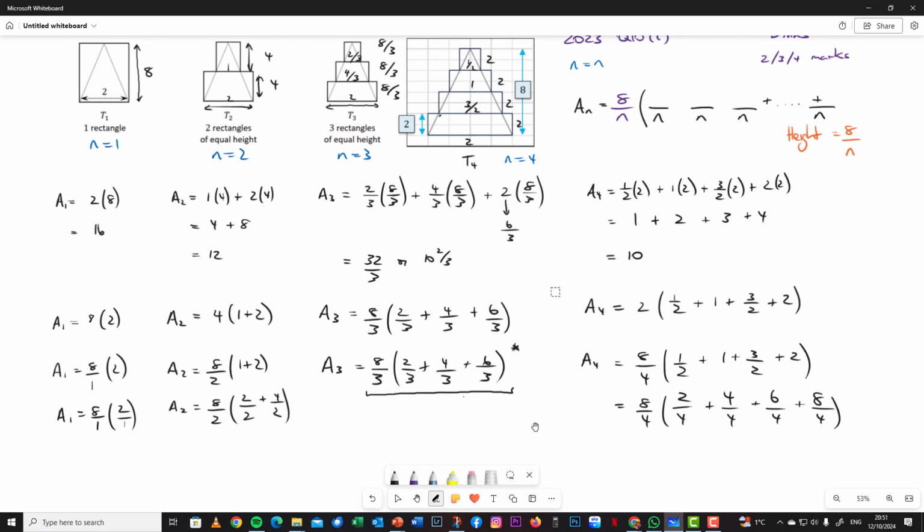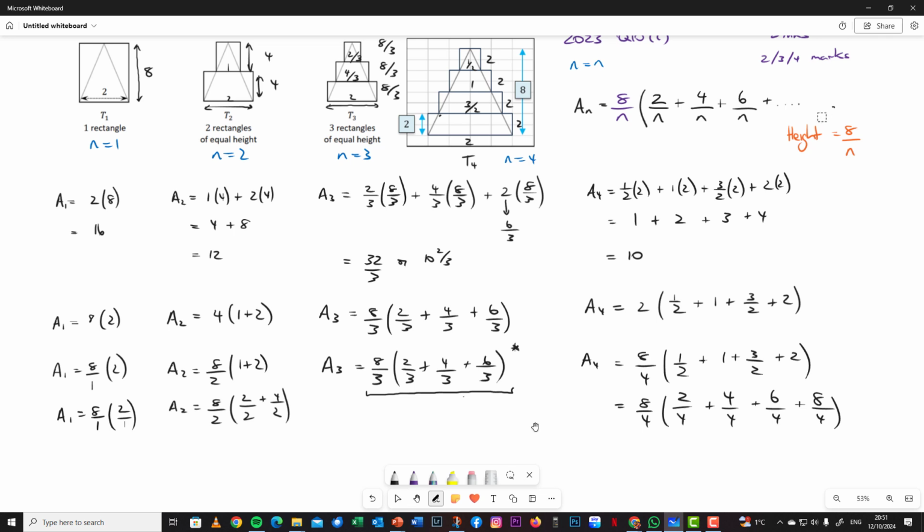So what I'm saying is that it seems to be that the height of each rectangle is outside of a bracket, and then inside the bracket we start at 2 and put it over the pattern number. Then we go to 4 and put it over the pattern number. Then we do 6 over the pattern number, then plus 8 over the pattern number, then plus 10 and so on.